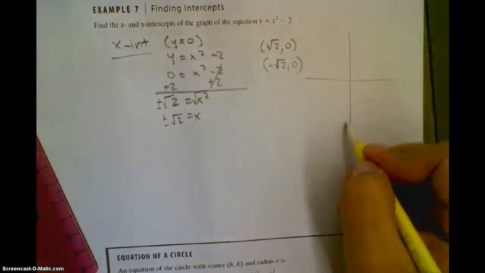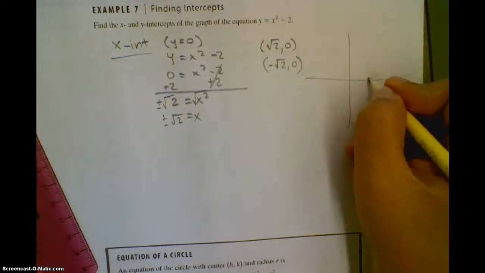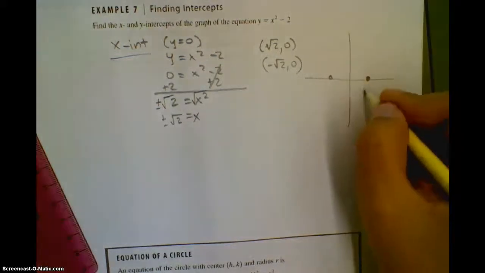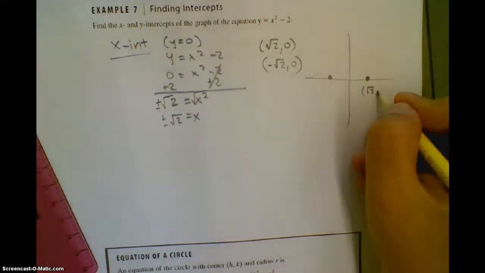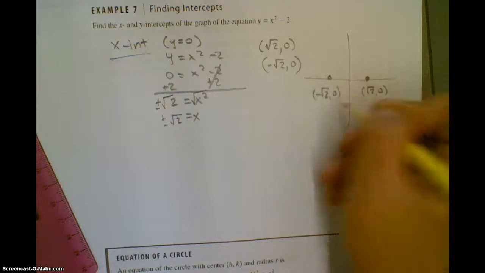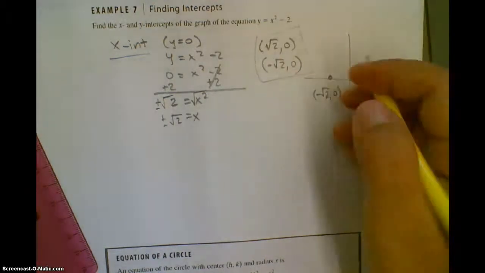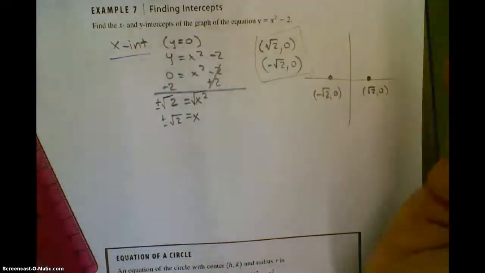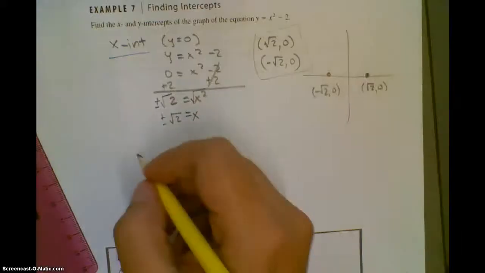So I know that whatever my graph is, it crosses the x-axis at the square root of 2, 0, and negative square root of 2, 0. You found them, and you don't have to graph them. I'm just making the graph so that you understand what it is that we're finding.